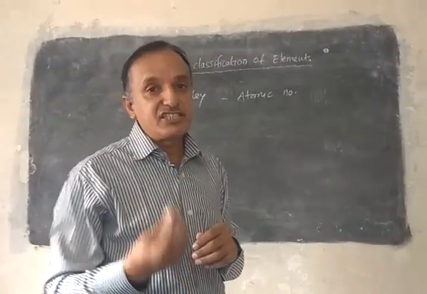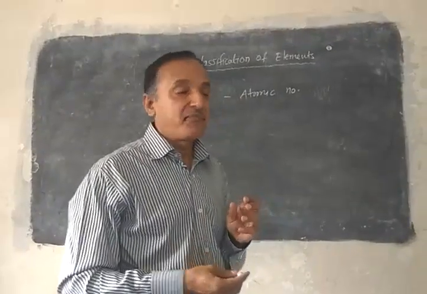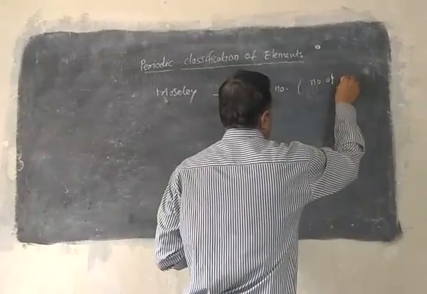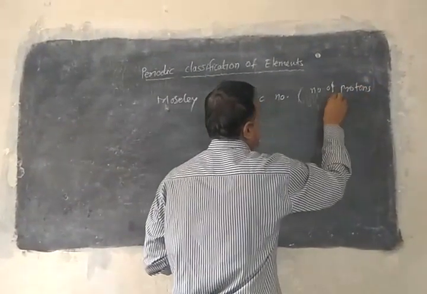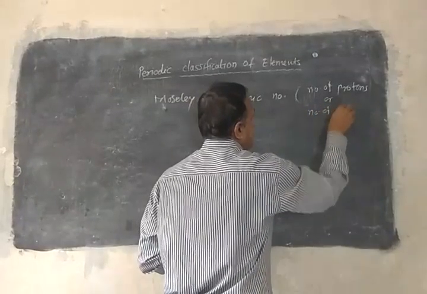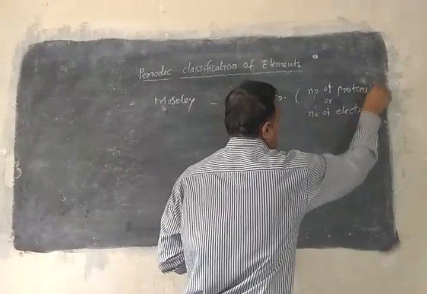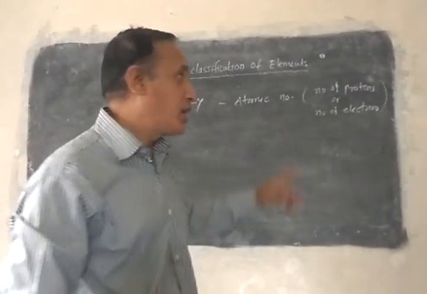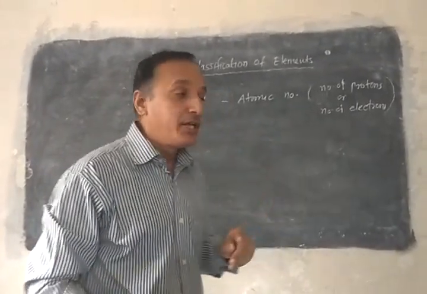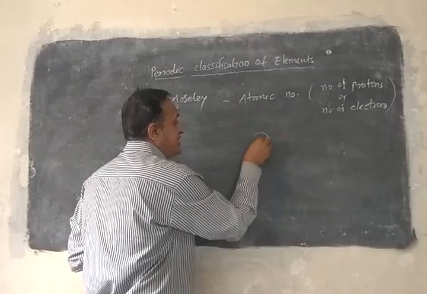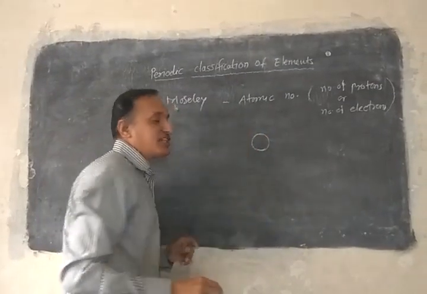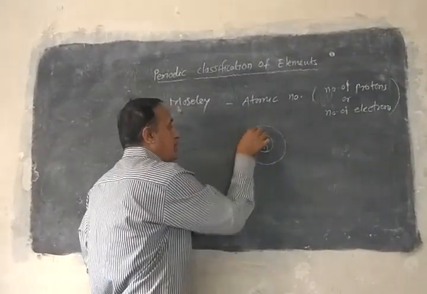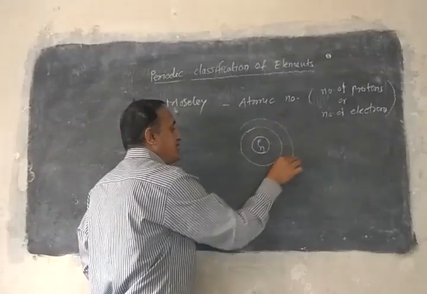We learned last year about atomic number and atomic mass number. When we say atomic number, it means the number of protons or the number of electrons in an atom. It is called the atomic number. Now if you see the structure of the atom, the nucleus contains the protons and neutrons, and electrons are revolving around the nucleus in different shells.